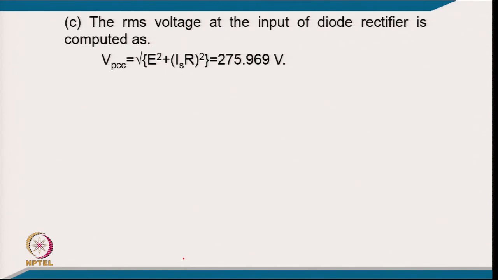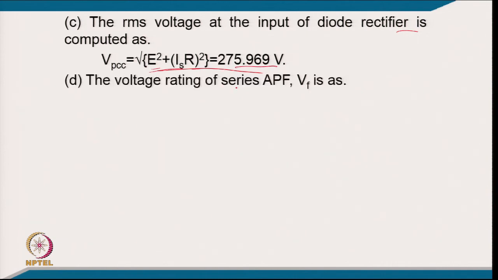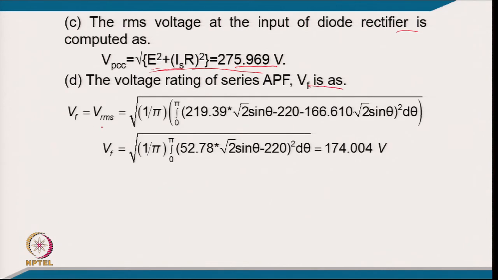So, the supply RMS voltage of the diode rectifier can be calculated from P, because the diode is conducting continuously. It comes from the same voltage as the battery voltage plus the resistance drop. So, it comes to 275.969. And the voltage rating of the series active filter is typically calculated again as the sine wave minus the difference in the segment, like typically coming out from the rectifier, and from this, putting the value on both sides.